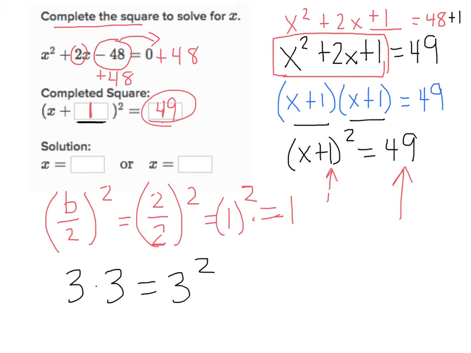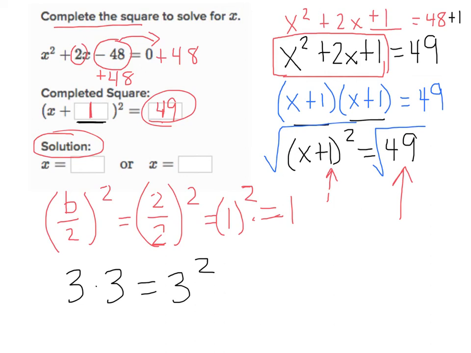Now we need to calculate the two solutions. And to do that, all we have to do is solve this equation right here. This is just like what we did in the video, taking the square root to solve quadratic equations. All we have to do is get rid of this squared. Well, what is the opposite of squared? The opposite is square root. So I'm going to take the square root of both sides. Say it. Take the square root of both sides.